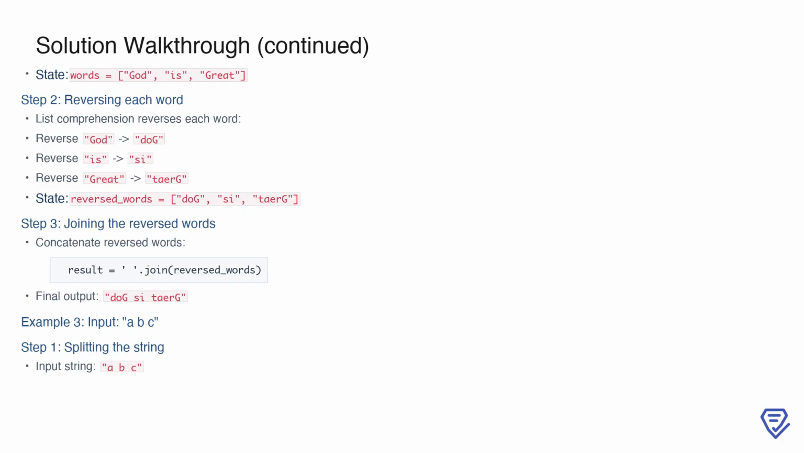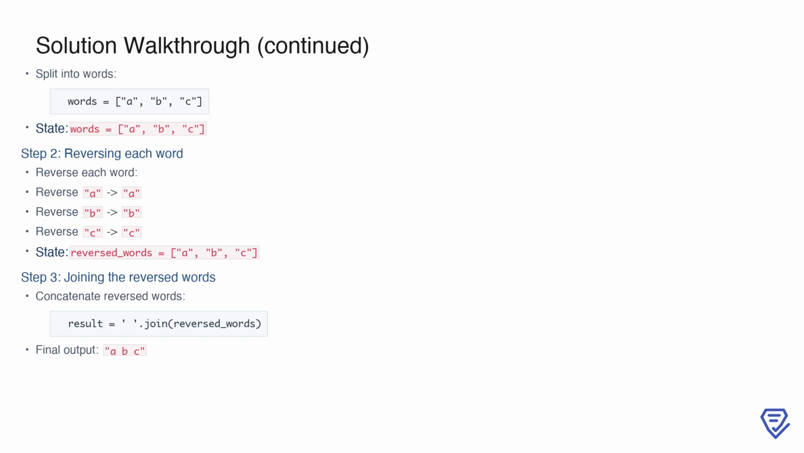This approach works consistently across different inputs, even when the string contains shorter words. For instance, let's now consider the input string A B C. In our final example, the input string is A B C. Splitting the string using the split method gives us the list A, B, C. Here, each word consists of just a single character. Reversing each word individually results in no visible change because a single character remains the same when reversed. Thus, the reversed words are A, B, C.